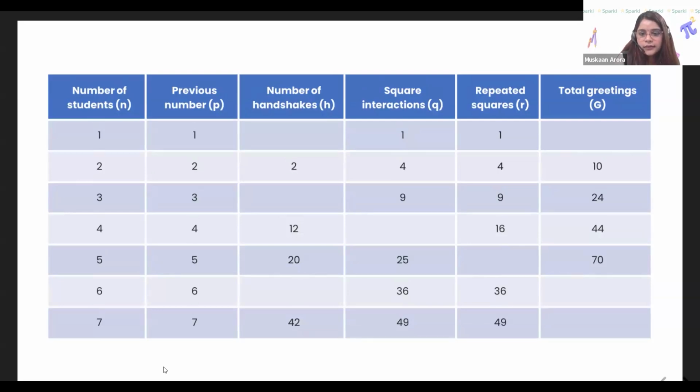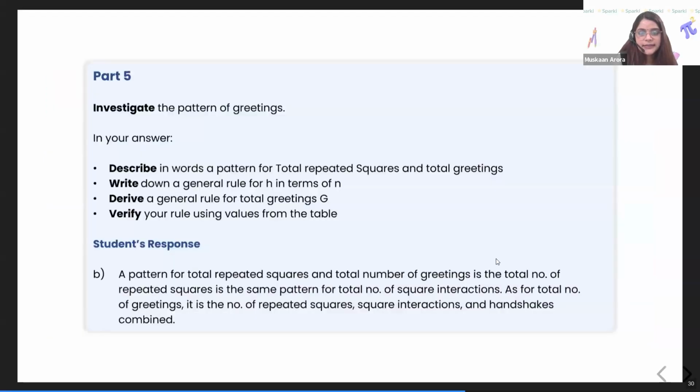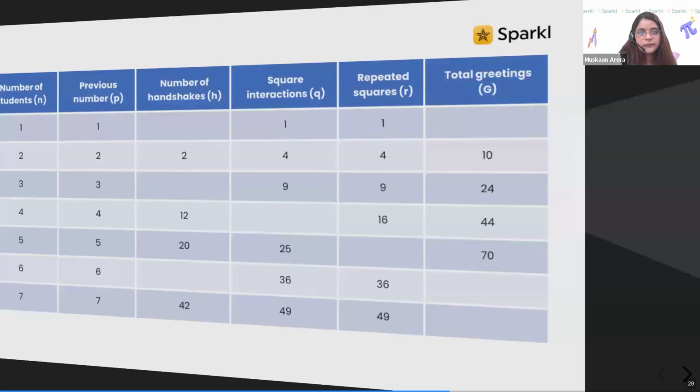Okay, let's call for volunteers. Pari, can you try? Oh, should I write it down first? Yes. If anyone else wants to come up with an answer, you're most welcome to do it. Wait, which column do we have to describe again? We have to describe total repeated squares and total greetings.